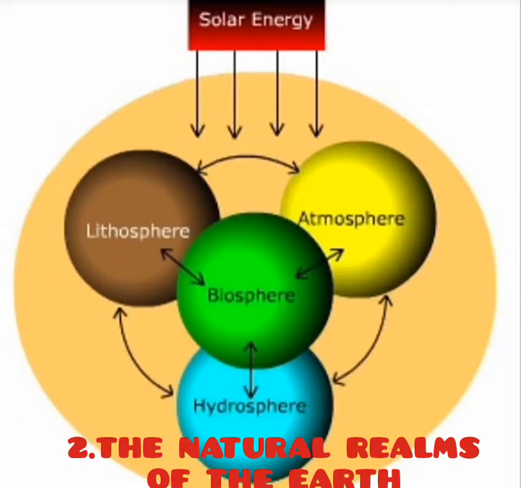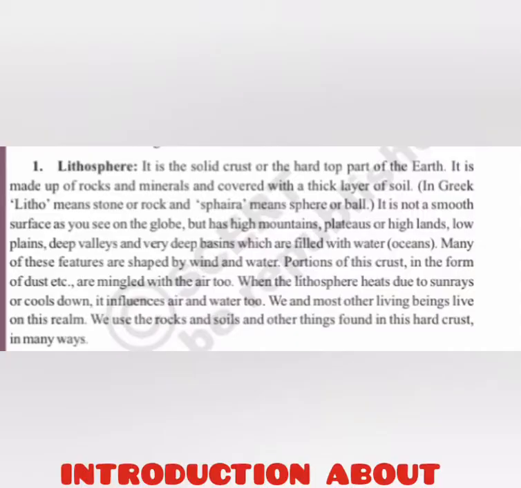According to the earth scientists, there are four natural realms. One is lithosphere, hydrosphere, atmosphere and biosphere. In this chapter you will learn some broad features of these four realms and how they are interrelated, and also how human beings interact with them. We will learn about this.